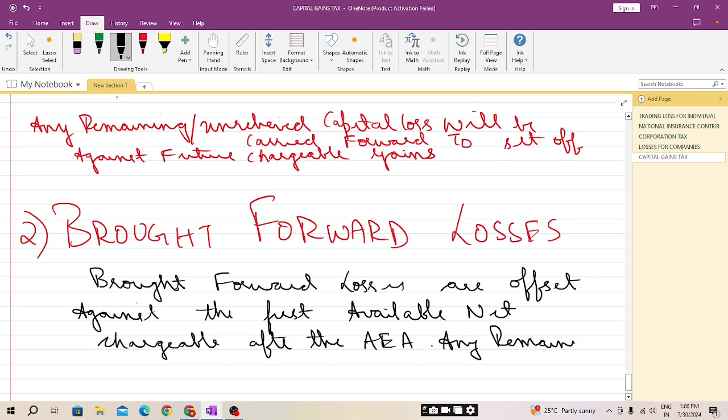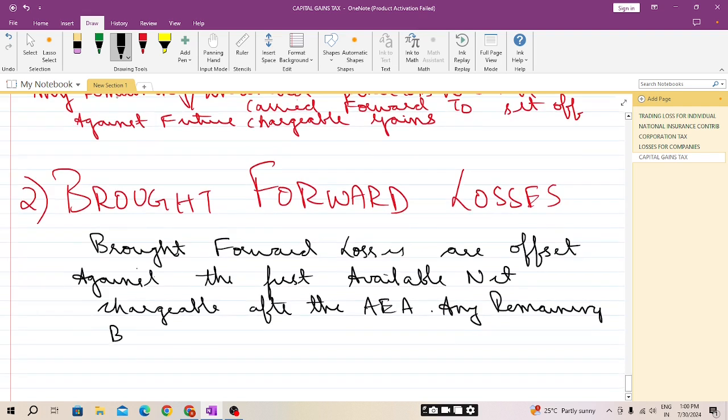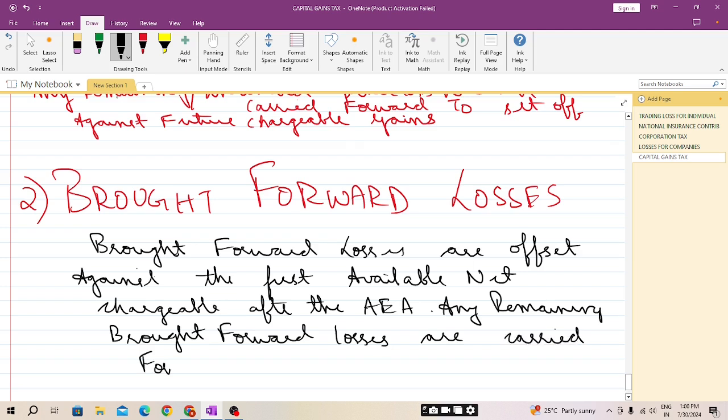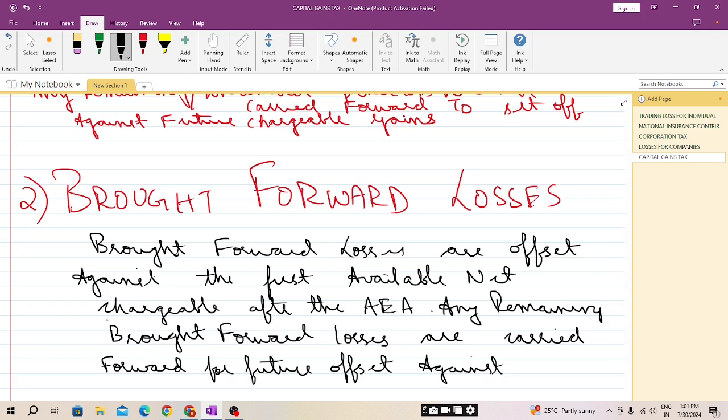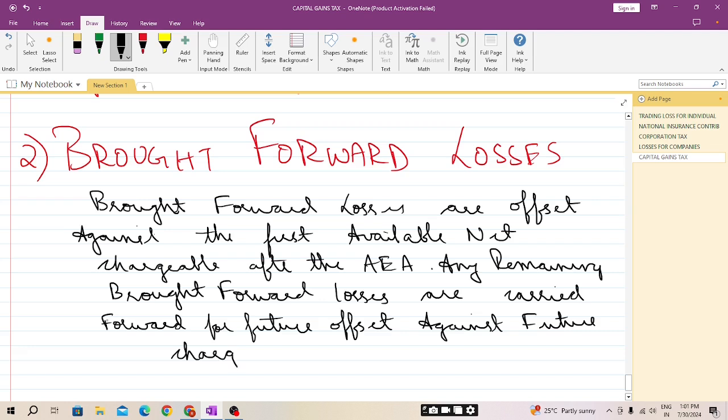And any remaining loss, if further remaining brought forward loss is there, the losses are carried forward, students, for future offset against future chargeable gains. I hope this point is clear, students.